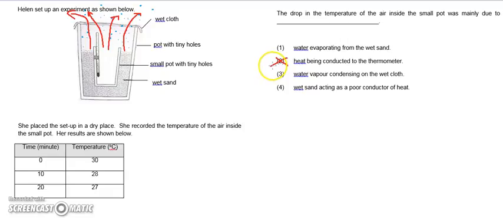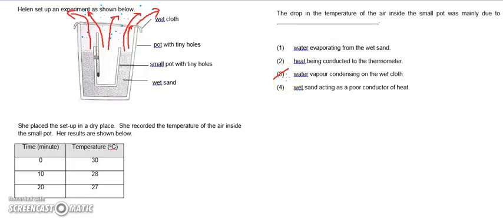Okay, and then 3, water vapor condensing on the wet cloth. Now, like I said, water vapor will condense on the wet cloth. Alright, but that again does not explain, because if the heat from here goes to here, the amount of the overall heat inside would remain the same. But heat needs to escape from the wet cloth out. So this does not explain the drop in the temperature. Let's look at number 4.